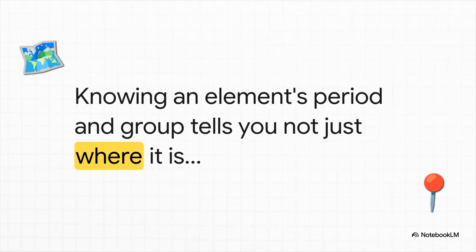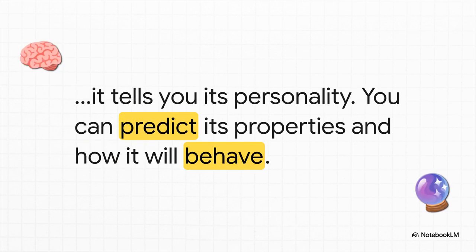And this is where the map becomes so incredibly powerful. Because knowing an element's coordinates, its row and its column, doesn't just tell you its address on the map. It tells you its personality. You can predict its properties, how it'll bond with other elements, whether it's going to be super reactive or totally stable, all just by seeing where it lives on the table. It's an absolutely astounding predictive tool.